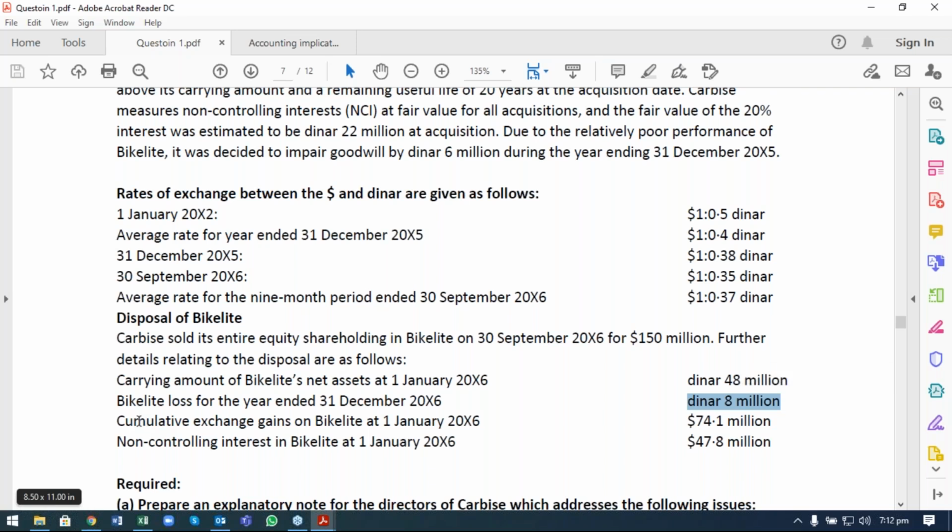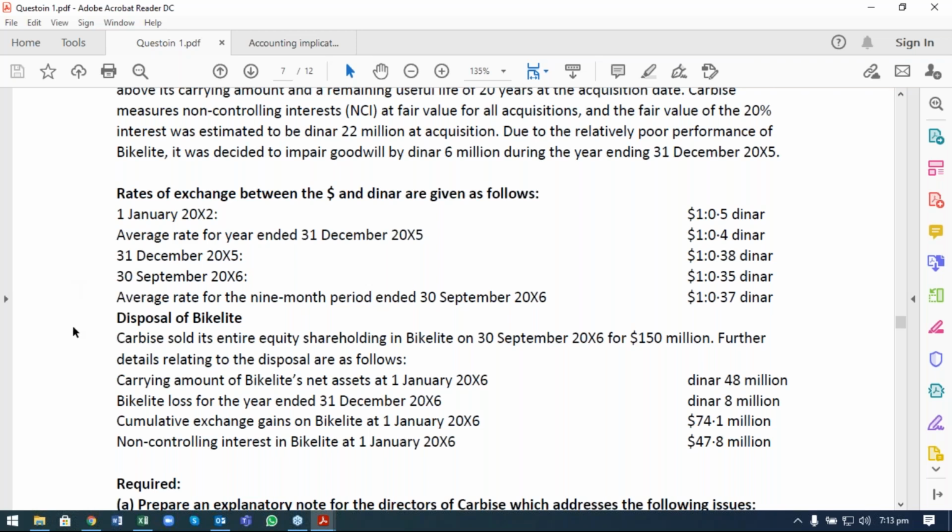Cumulative exchange gains/losses on Backlight on 1st January 2006 were given as 74.1 billion, and non-controlling interest in Backlight on 1st January 2012 was 47.8 million. So this is the whole scenario. In the whole scenario, I would be looking into IAS 21, the main requirements.